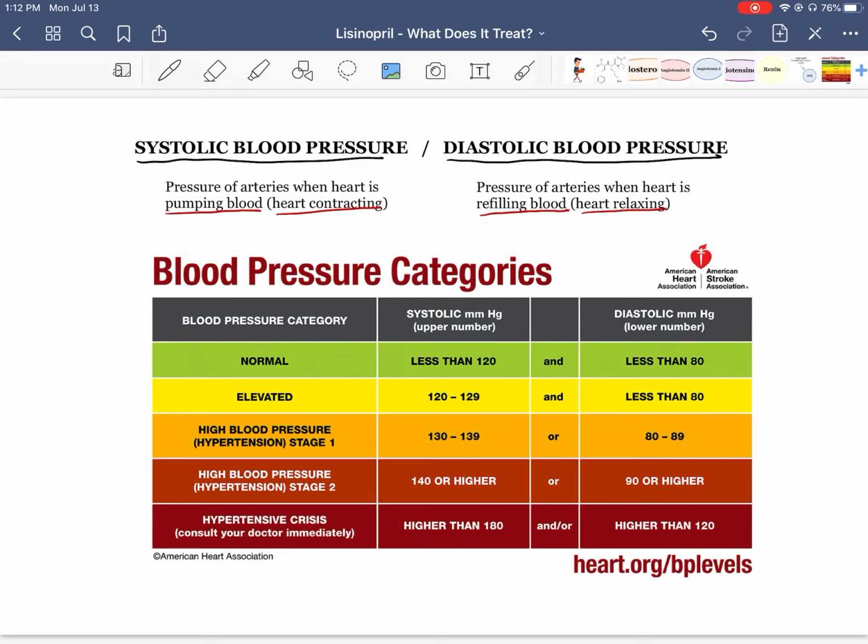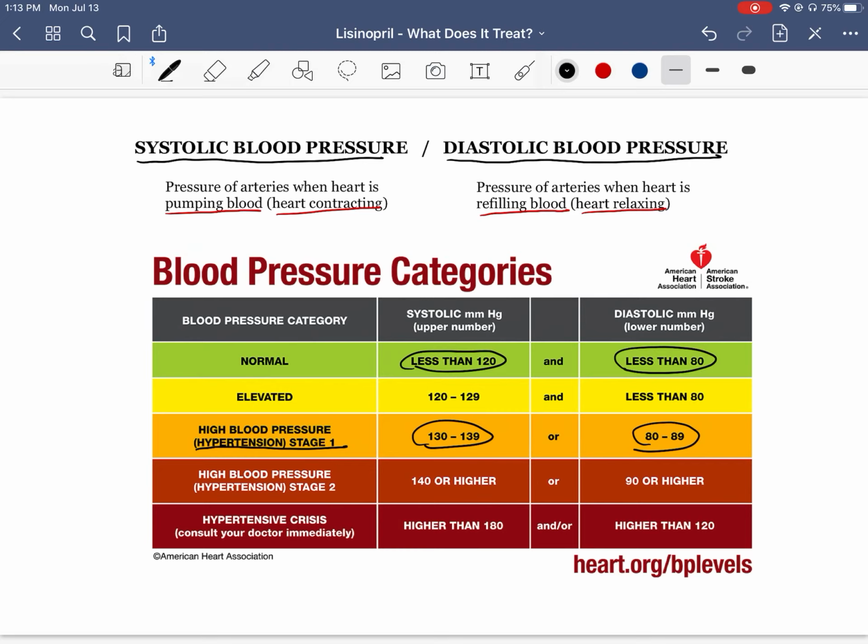According to the American Heart Association, normal blood pressure is generally a systolic blood pressure of less than 120 and a diastolic blood pressure of less than 80. Once blood pressure gets above 130 for systolic and above 80 for diastolic, that's when we start to enter the territory of hypertension, specifically hypertension stage 1. As blood pressure continues to increase, above 140 for systolic and above 90 for diastolic, that's when we enter hypertension stage 2.